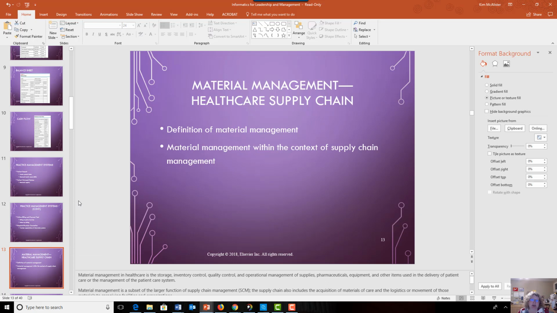All right, the next big link in the chain is material management. This is your healthcare supply chain. Your material management is involved in linking the storage and tracking the inventory, quality control, and the operational management of supplies, other equipment, pharmaceuticals, and so forth that are used in your patient care.